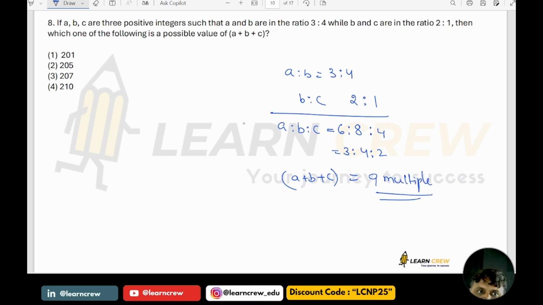So which of the options is a 9 multiple? It is not a 9 multiple. It is not a 9 multiple. The only option which is a 9 multiple is 207. For a number to be a multiple of 9, the sum of digits must be divisible by 9. So here A plus B plus C is a multiple of 9. So the only option which satisfies is 207. So question number 8, option 3 is the answer.